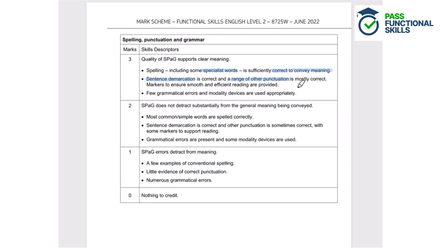So for example, you want to be using commas and apostrophes accurately. You need to use these markers to ensure smooth and efficient reading. So make sure that your punctuation is helping the reader rather than hindering them when they're reading. So helping to make your meaning really clear. You need to make sure that you have few grammatical errors. So all of your writing needs to make sense.